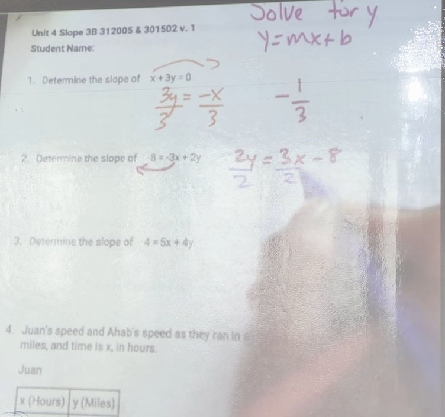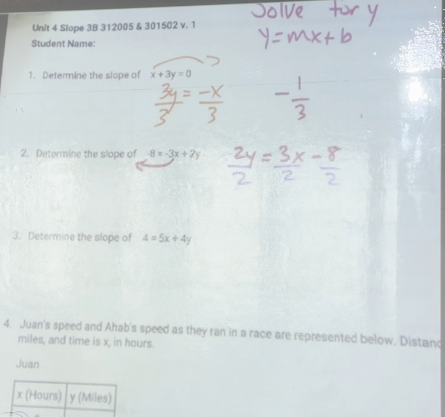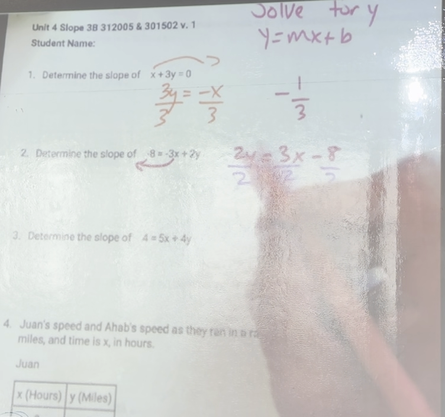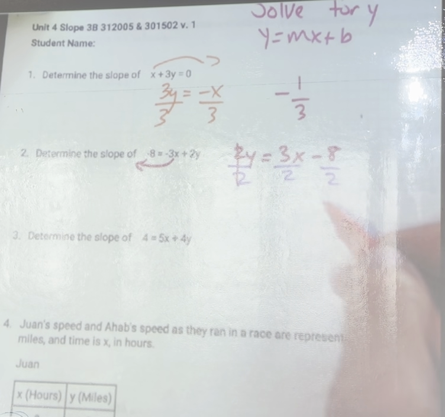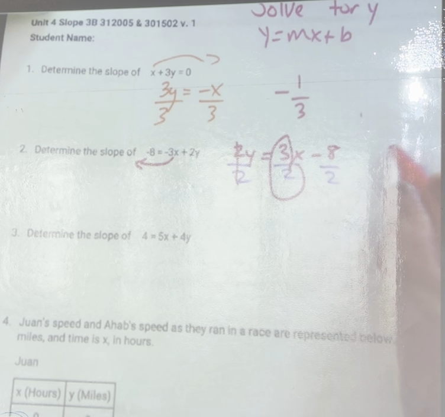Divide everything by 2. Why are we dividing everything by 2? Because of what it's equal to. So whatever you do to one term, you have to do to all when it comes to multiplication and division. And so my slope is positive 3/2.